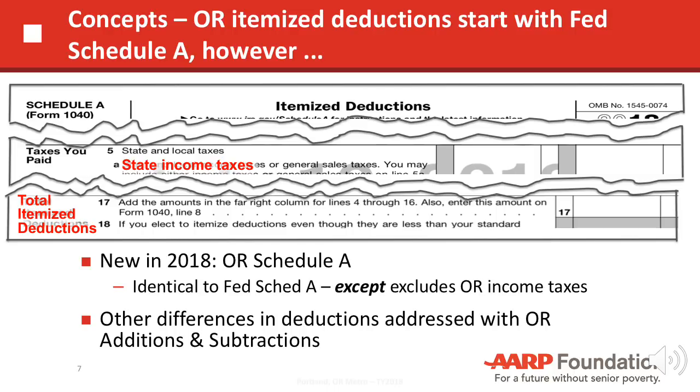Just as on the federal return, Oregon allows taking a standard deduction or itemizing deductions. In previous years, Oregon used the federal Schedule A for itemized deductions, with one exception. State income taxes paid on the federal Schedule A cannot be deducted against Oregon taxes, so those would be added back in. This year, the state has its own Schedule A form, and we'll talk about any major effects this might have in class.